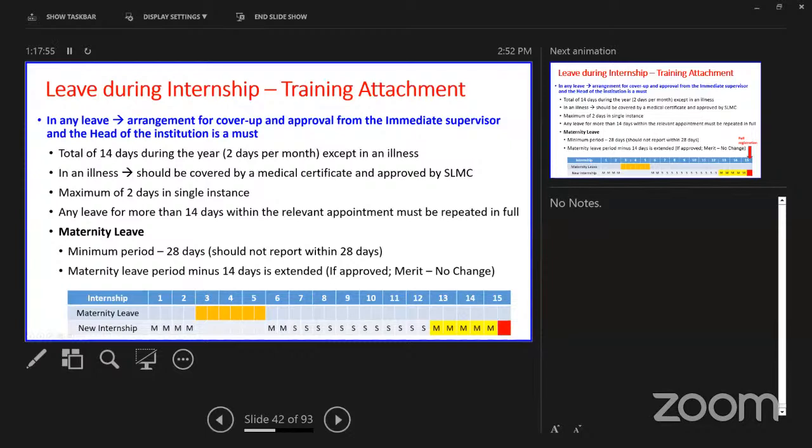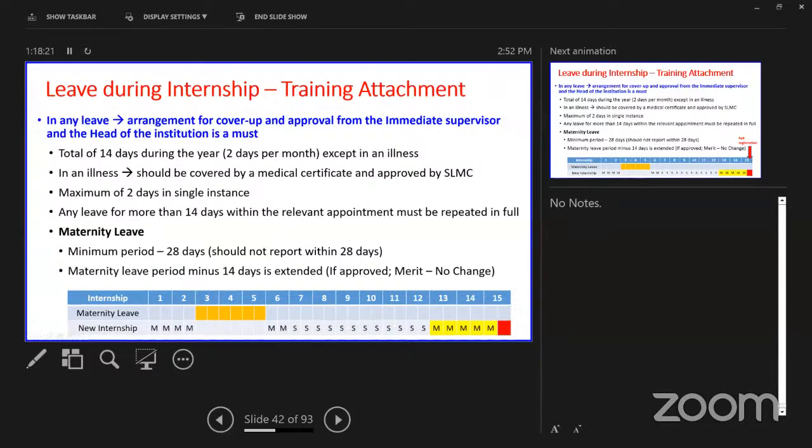Then you have to repeat this 3 months after your internship. That is 13, 14 months of maternity leave, 3 months plus 14 days, you have to do the medical appointment. This is the 5 weeks you have to do the medical appointment. So your internship completion date is 14 and a half weeks.